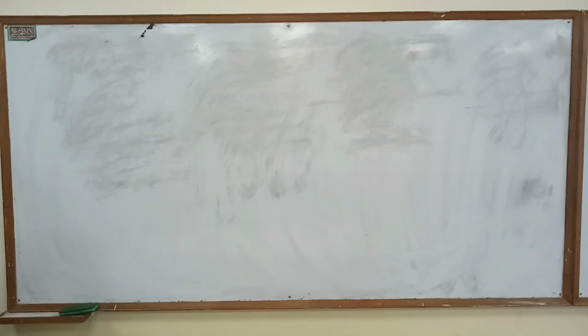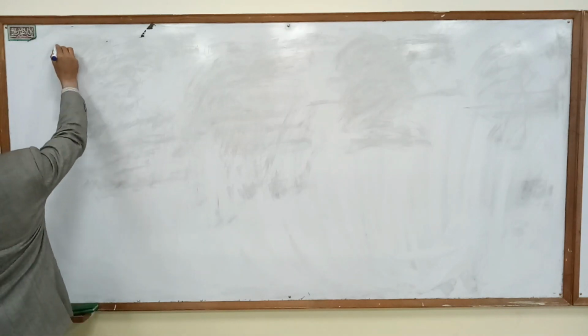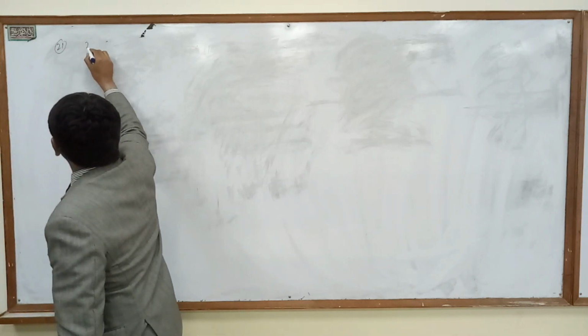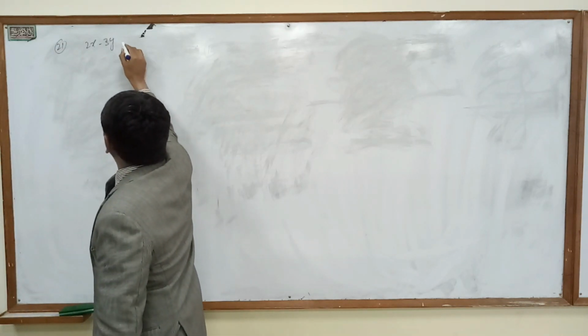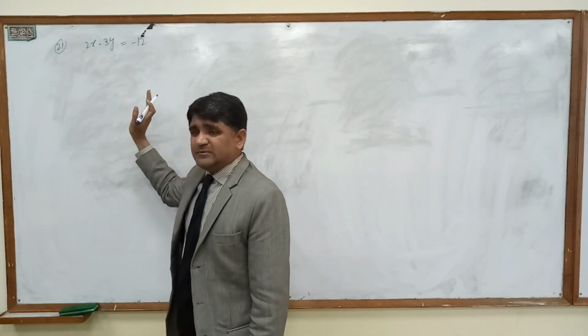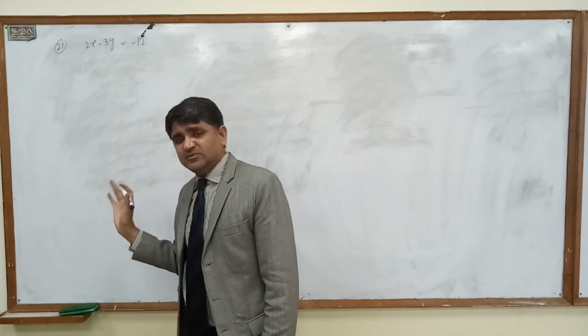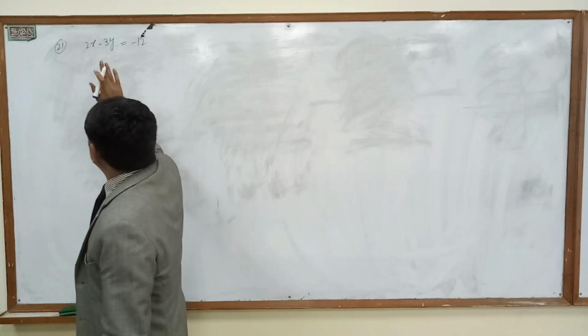So question number 21 to question number 26, here we have to determine how we can draw the graph of the equation. If we look at question number 21, what is question number 21? 2x minus 3y is equal to minus 12. For the graph, first of all we require the x-intercept as well as the y-intercept. We need to find the intercepts.